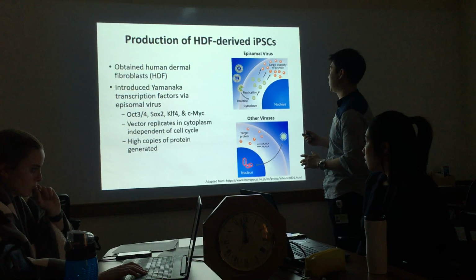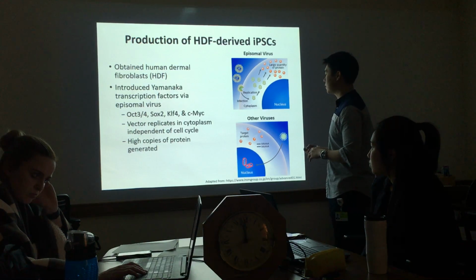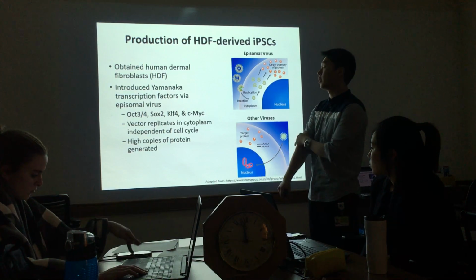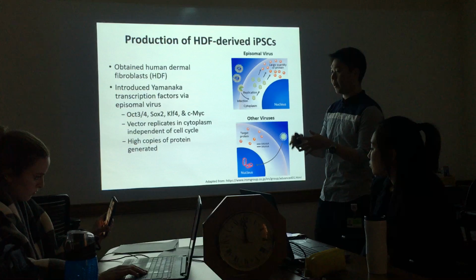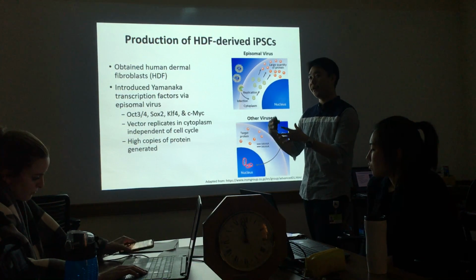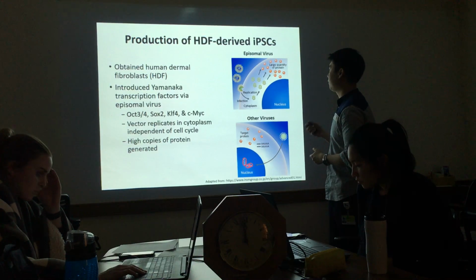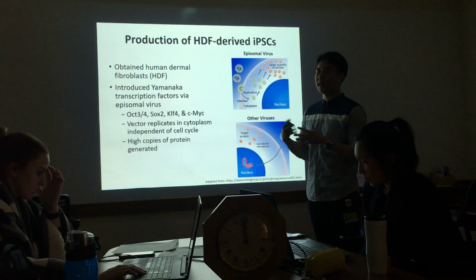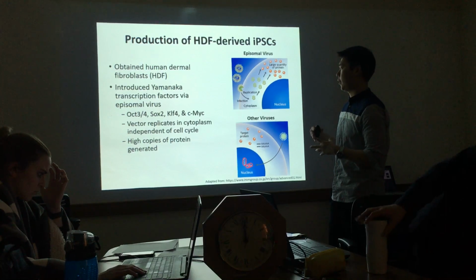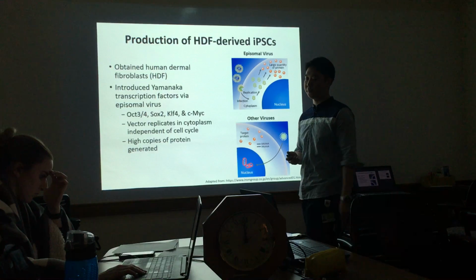Now, episomal viruses are a little bit different from normal viruses with regards to how they replicate. Normal viruses incorporate their genome into the host genomic content, and depend on the host cell cycle in order to replicate and produce the RNA and the proteins that are needed. However, episomal viruses replicate in the cytoplasm, independent of the cell cycle, therefore allowing high copies of proteins to be synthesized in a short period of time.